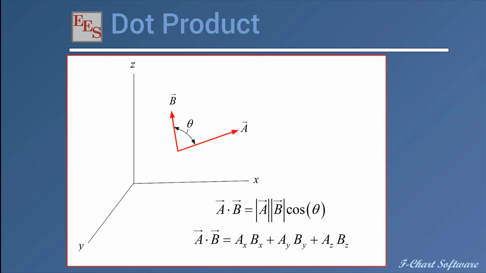The dot product of two vectors is a scalar, and the scalar is given by this equation here. A dot B is just the product of the magnitude of A multiplied by the magnitude of B multiplied by the cosine of the angle between them. In Cartesian coordinates, you would calculate a dot product using this equation. You take the x components of the two vectors, multiply them together, add them to the y components multiplied together, and then finally add them to the z components multiplied together.